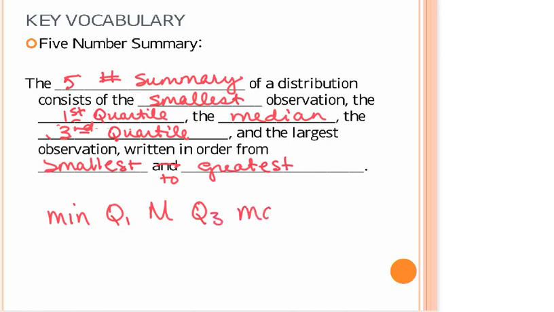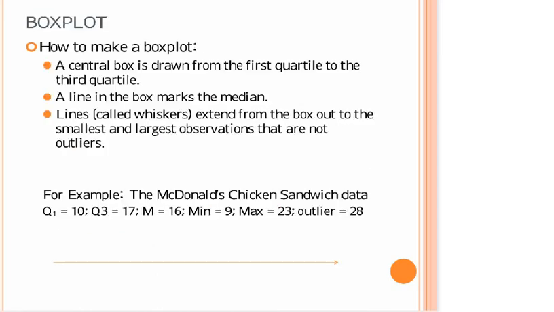You should have seen these before. We use them to make box plots. All right, so how to make a box plot. A central box is drawn from the first quartile to the third quartile. A line in the box marks the median. Lines called whiskers extend from the box out to the smallest and largest observations that are not outliers. Okay, it's a bunch of words.